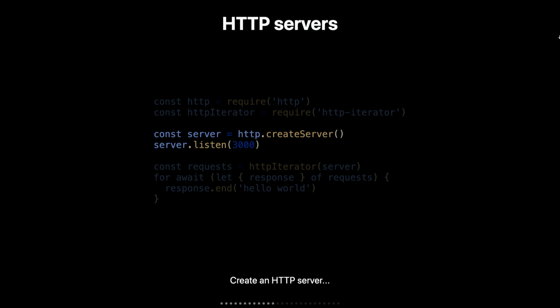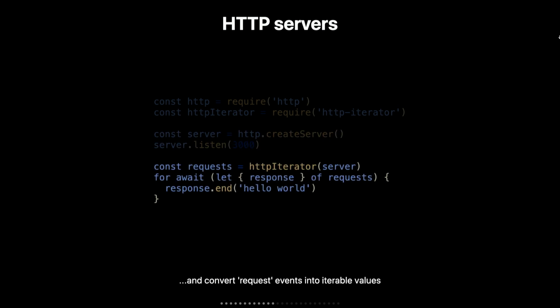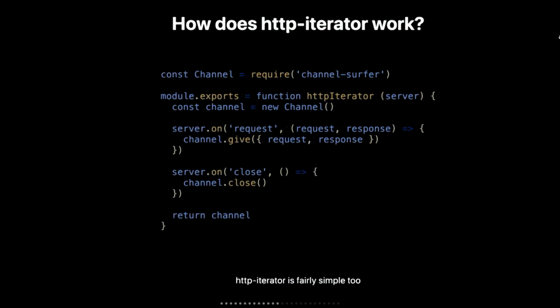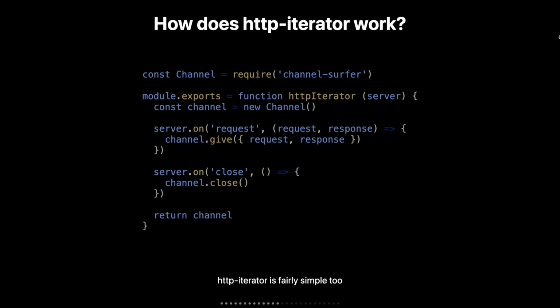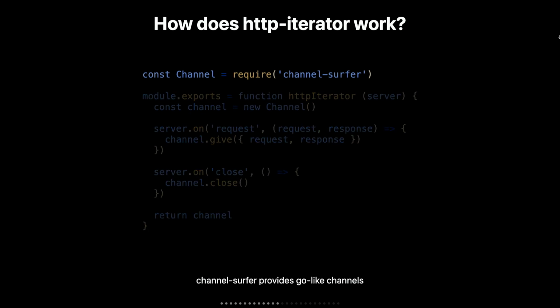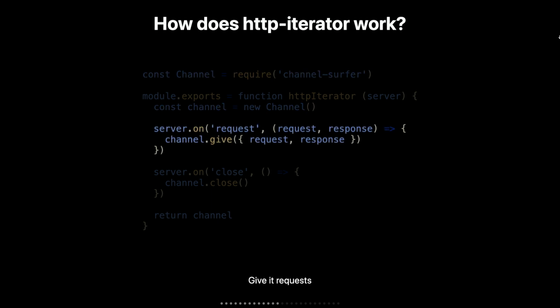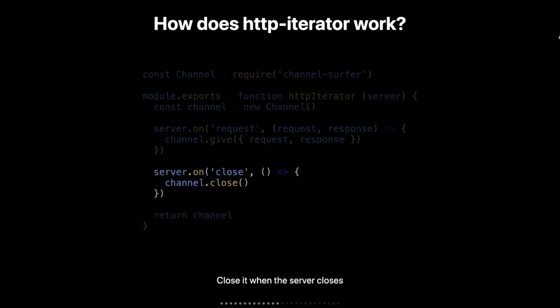So you just create an HTTP server, start listening, and then you use http-iterator to wrap the server, and it'll give you an iterator over requests, and then you can just for await over requests, and it has this object that you can destructure both request and response out of. And this is actually the whole module right here. It uses channel surfer, which provides sort of Go-like channels, basically. You just construct a channel, give it an object, remember to close it when you're done with it, and that's it.